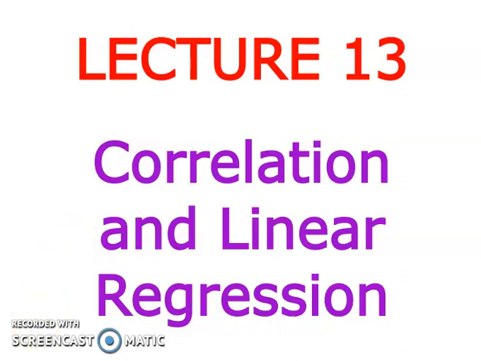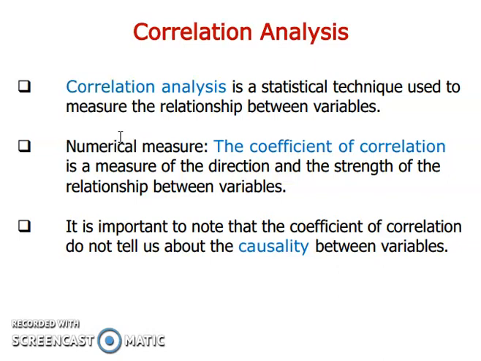Correlation and linear regression. Correlation analysis is a statistical technique used to measure the relationship between variables. So it is a numerical measure, meaning that we will get the coefficient of correlation. The value of the correlation coefficient gives us the measure of direction and also the strength of the relationship between the variables. And it is important to note that the coefficient of correlation does not tell us about the causality between variables.